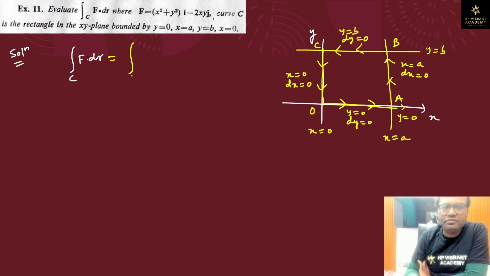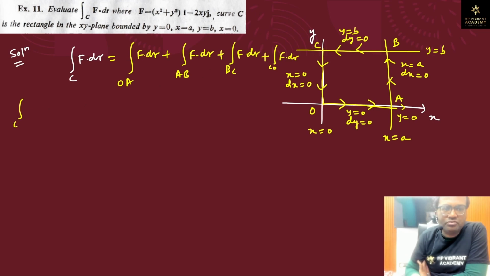So we have the value of the integral as the integral along OA of f dot dr plus AB f dot dr plus BC f dot dr plus CO f dot dr. So let us find them one by one. So OA f dot dr is equal to, the value of f dot dr we can directly write as (x square plus y square) dx minus 2xy dy.